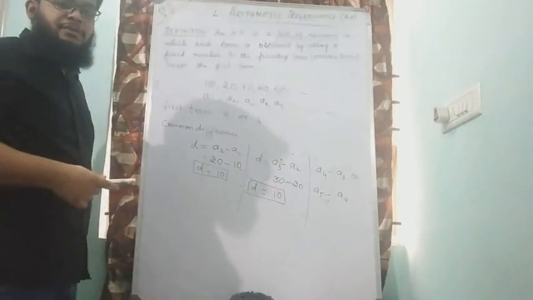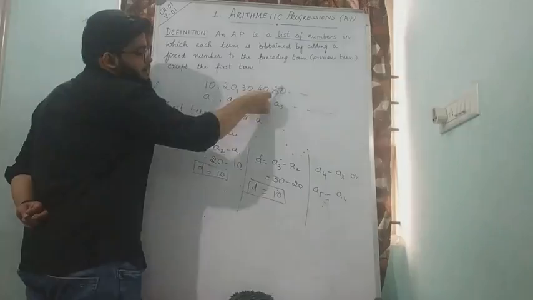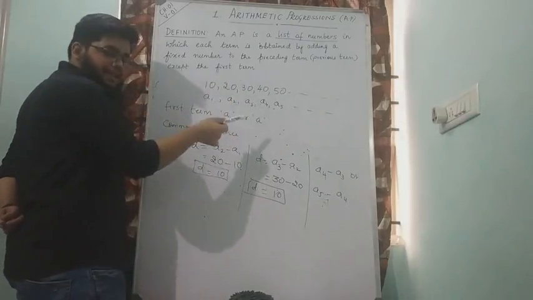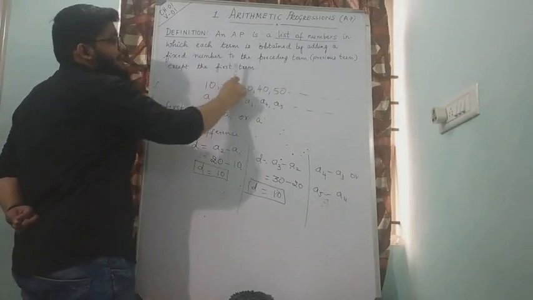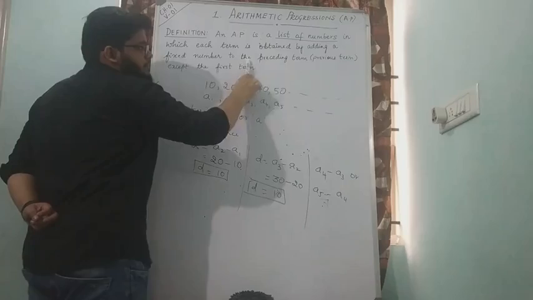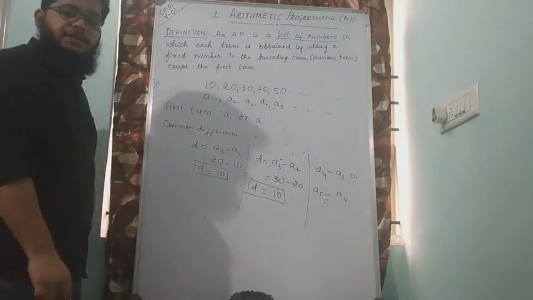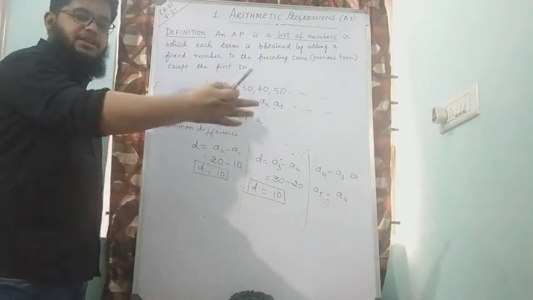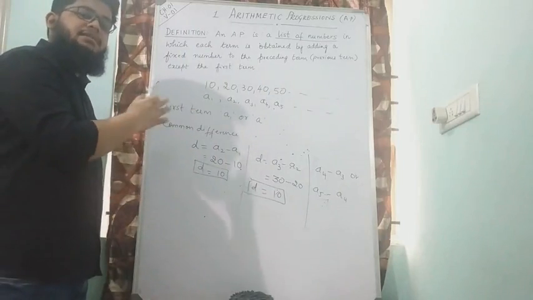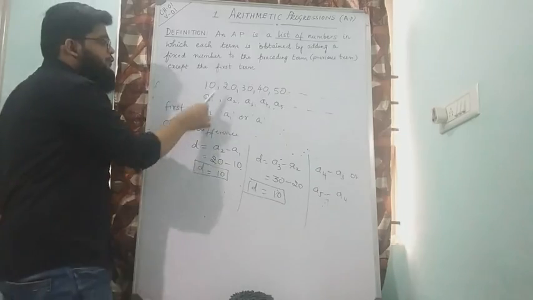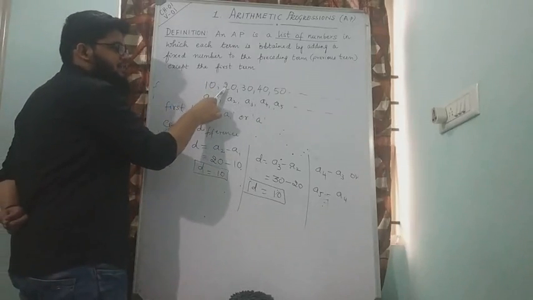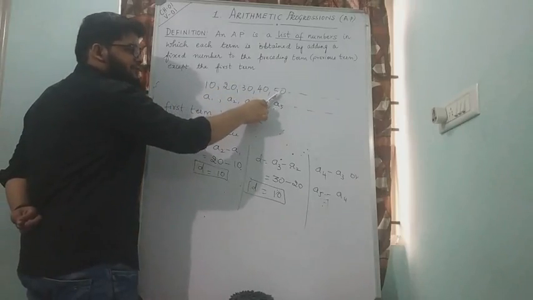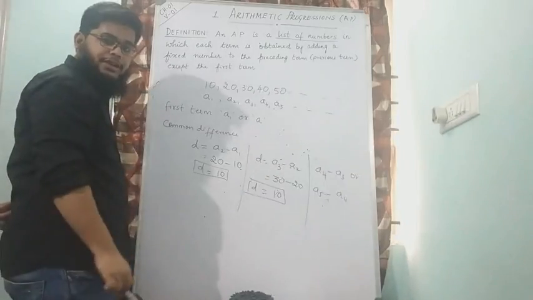One thing we should remember here is that I cannot take fifth term minus third term. I cannot do that because according to the definition of arithmetic progression, we only have to take the preceding term, that is exactly the previous term. Succeeding is something that comes afterwards, preceding is something that comes before. So for 20, the preceding term will be 10. For 30, the preceding term is 20. Similarly, for 50, the preceding term is 40.